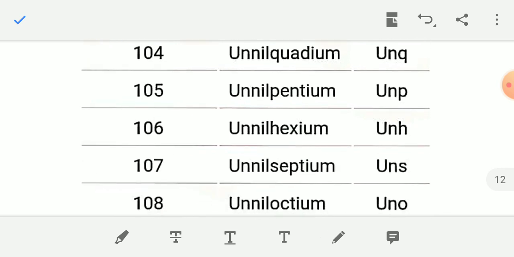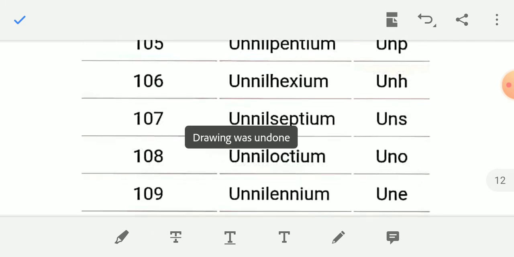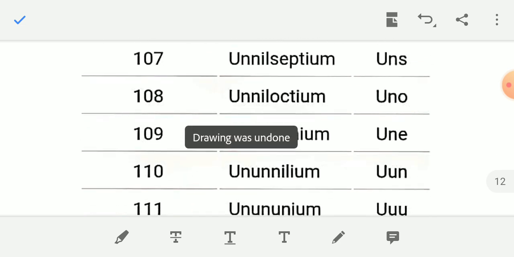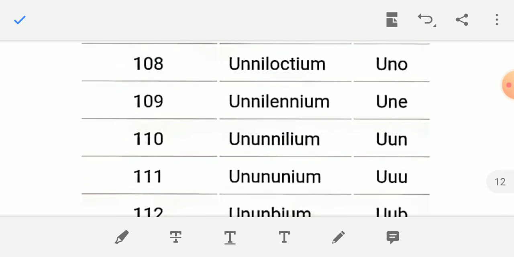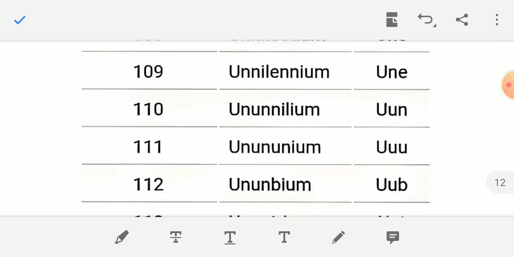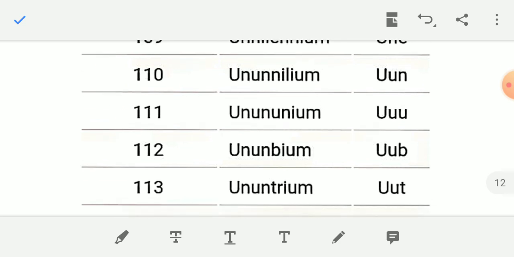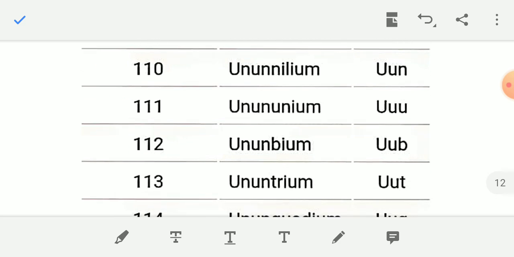For 105, unnilpentium, Unp. For 106, unnilhexium, Unh. For 107, unnilseptium, Uns. For 108, unniloctium, Uno. For 109, unnilennium, Une. For 110, ununnilium.